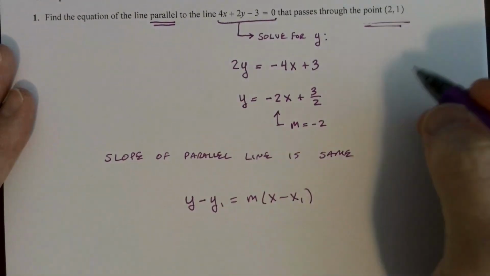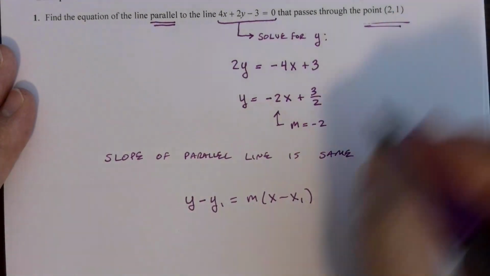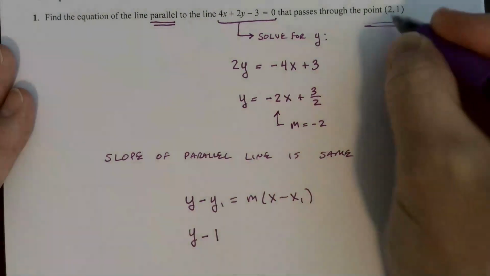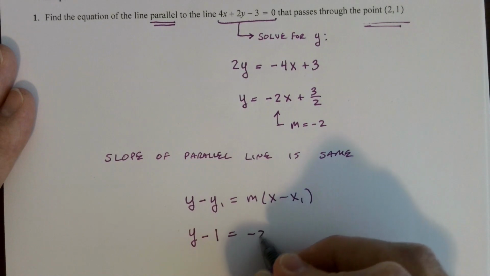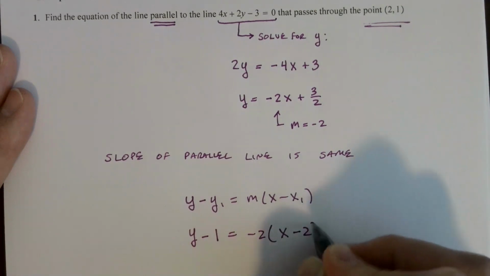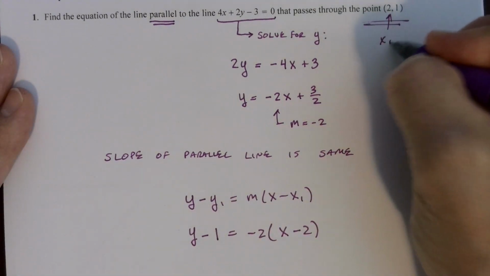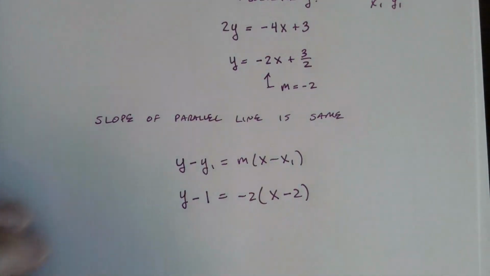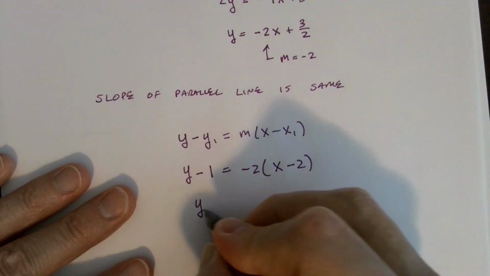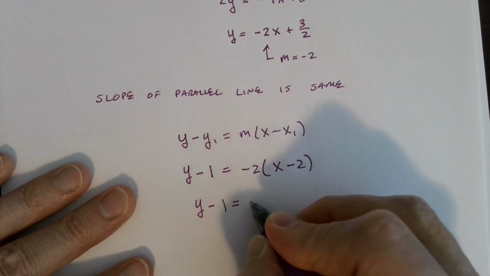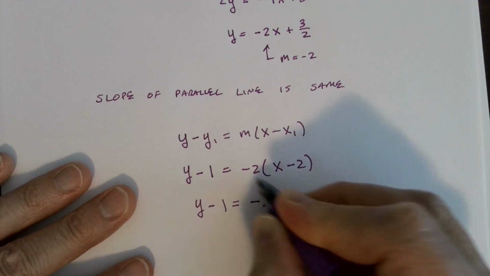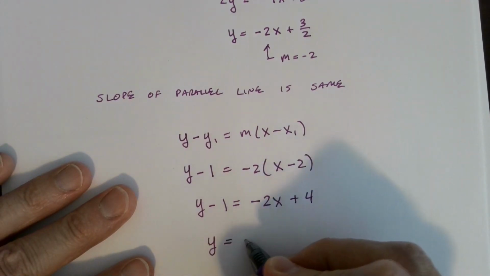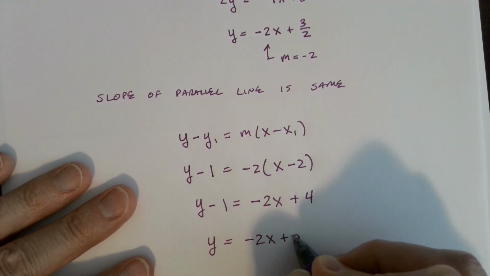Right? So our point x1, y1, our slope m is negative 2, so y minus y1 equals slope negative 2, x minus 2. Right? So there's our x1, and there's our y1. And there's the equation. I can solve for y now and put it in slope-intercept form. Distribute the negative 2. I get negative 2x, negative times negative, positive 4. Add 1 to both sides. I get negative 2x plus 5.